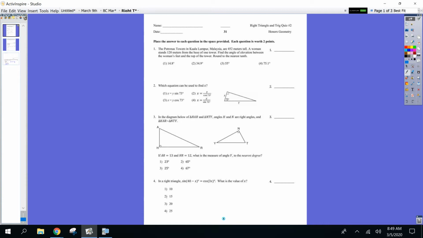Okay, just remember with number 1, angle of elevation, you're looking up or down? Up, so that's the angle I needed right there. Okay, you're always looking up for elevation. We all good with this quiz? Before we go hardcore review.